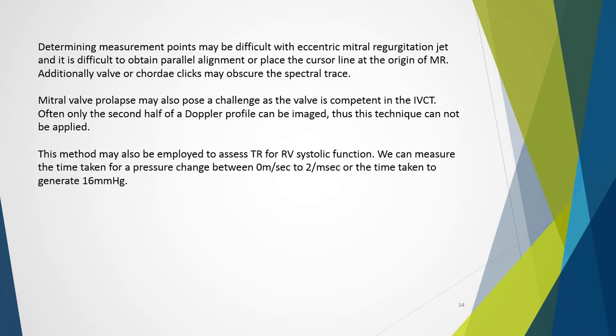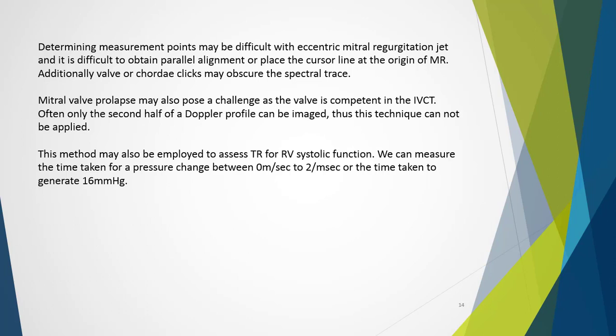Mitral valve prolapse may also pose a challenge, as the valve is actually competent in the IVCT period. When the LV generates enough force to push the mitral valve back and cause the prolapse, then the regurgitation occurs. Often only the second half of the Doppler profile can be imaged, and thus this technique cannot be applied. Now, this method may also be applied to assess tricuspid regurgitation for RV systolic function. However, obtaining an adequate TR signal can be challenging, and the technique is less well established with lower reproducibility.